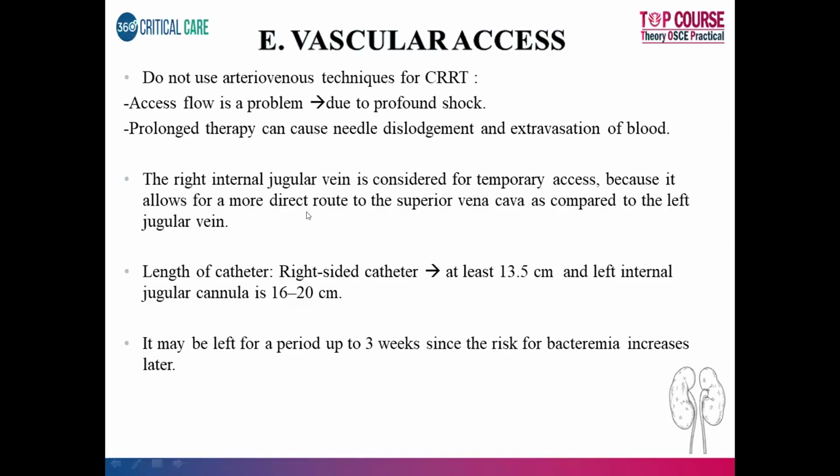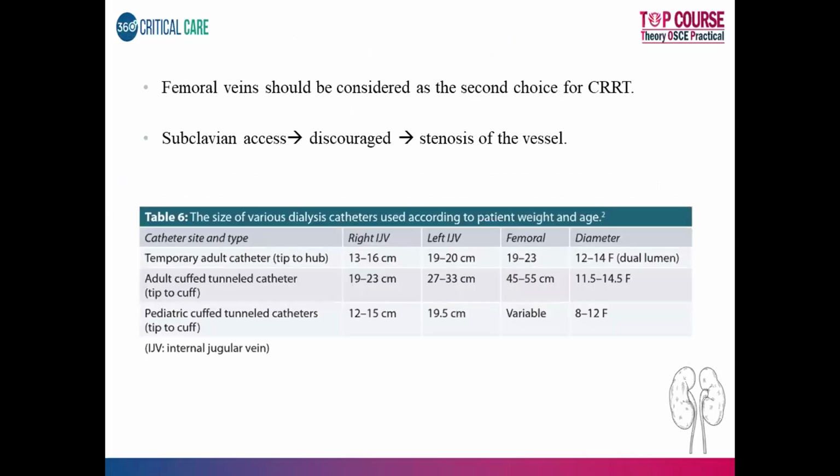Which is the preferred temporary access? It is the right internal jugular vein, because it allows a more direct route to the superior vena cava as compared to the left jugular vein. The length of the catheters is also important. If you are using the right side, it should be at least 13.5 centimeters, and if it is a left internal jugular, it should be at least 16 to 20 centimeters. It may be left for around 3 weeks, since the risk of bacteremia may increase after 3 weeks. Femoral vein should be considered as a second choice for CRRT. Subclavian access is better discouraged because it leads to stenosis of the vessel.